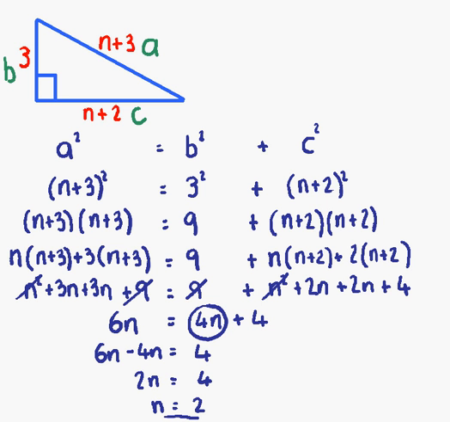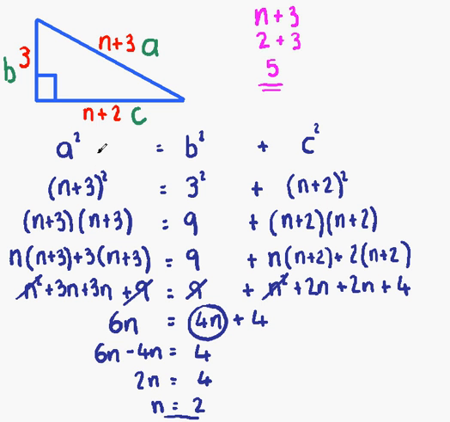Is that our final answer? Well, if you think back to the question asks us to find out the lengths of the unknown sides. So first of all, the long side was n plus 3. We now know that n is equal to 2, so the long side is 2 plus 3. 2 plus 3 is equal to 5. So the long side is 5.